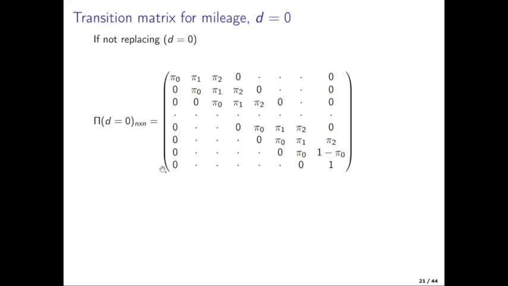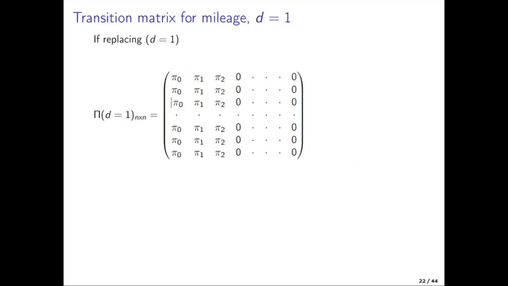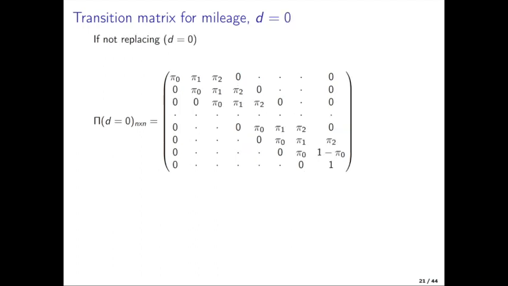For the replacement, it looks like this. There's a band in the first couple of rows. Let me explain why they look like this. First of all, let's talk about why there are only zeros below the diagonal in this specification of the transition density or transition probability matrix.